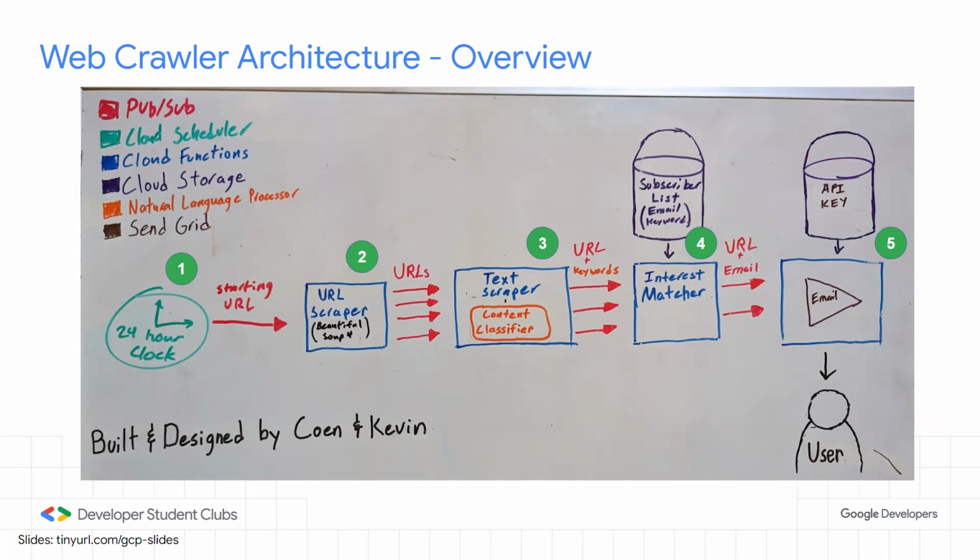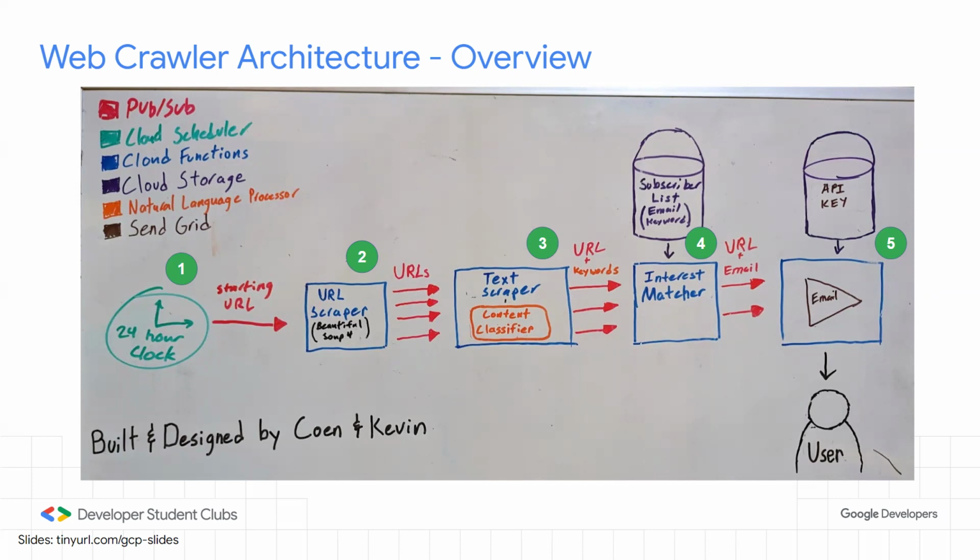Once the scheduler sends its message to a Pub/Sub topic, we'll then go to the second part. That's our URL scraper. That will start at Fox News and identify all the different URLs and links to other news articles from there. It'll create a partial list of, let's say, 100 or so articles, and we'll pass that through Pub/Sub again to our text scraper and content classifier.